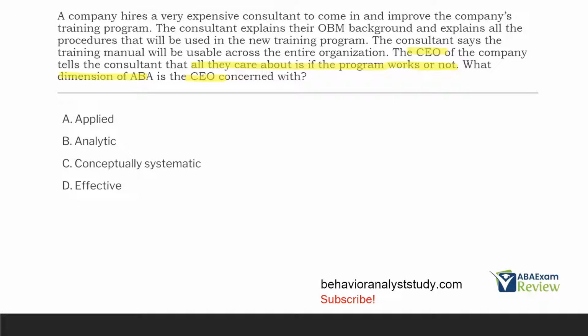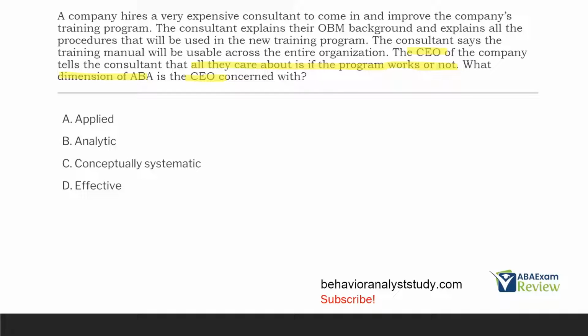The CEO doesn't seem too concerned with that. He says, does the program work? Does it not? You're the expert. All I care about is if it works. So B, analytic. This is saying, well, I need to see a functional relationship. What happens if the program is implemented? It's a total failure, but there's success anyway. There's some sort of confound.